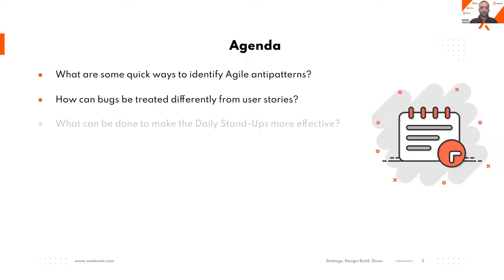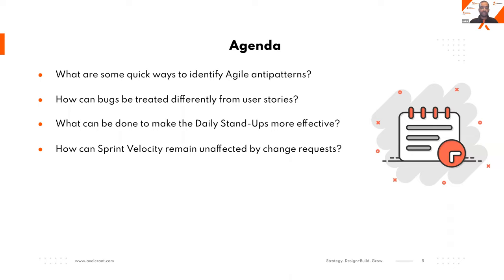We'll talk more about it. Daily standups are badly impacted because of Agile antipatterns. We're not getting the goods of Agile in these daily standup meetings. How can we make them more effective? There are some tips and tricks. Sprint velocities: sprint velocity will definitely in the end be impacted because of change requests and Agile antipatterns, and we have to see how we can avoid that.